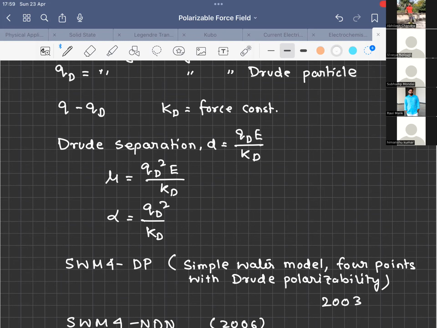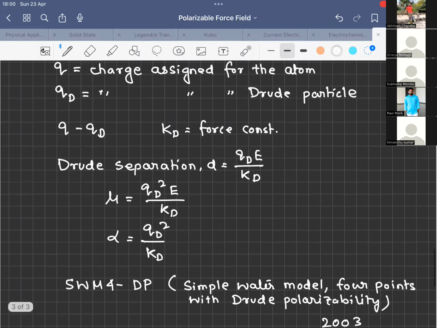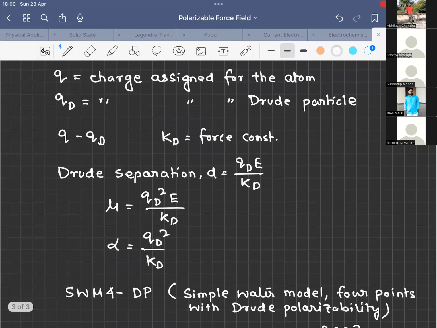I think in my suggestion, this KD will depend upon the actual environment. So this value will vary depending on the environment. QD will be fixed for a specific atom, but KD will vary. How will it vary? What is defining KD? I don't know how they calculate KD or include KD.